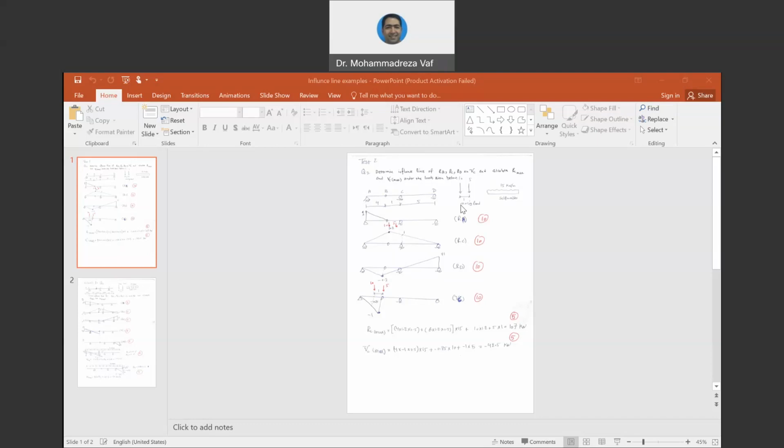In our previous class, if you remember, we talked about influence line and how they can be used in order to estimate maximum shear force, bending moment, and also support reactions. We saw a few examples. So today I'm going to give you two more examples in order to get more familiar with the application of influence line for the calculation of maximum reactions.